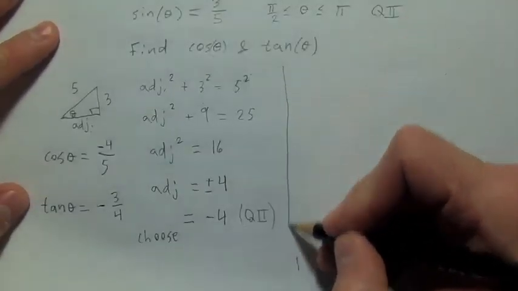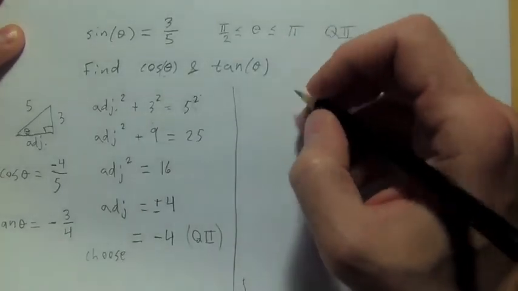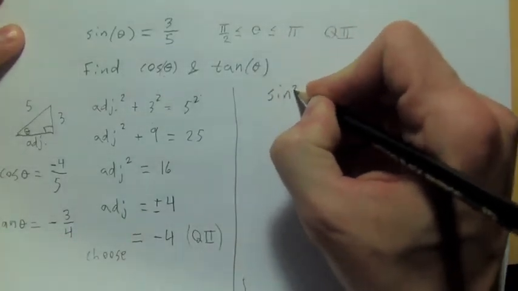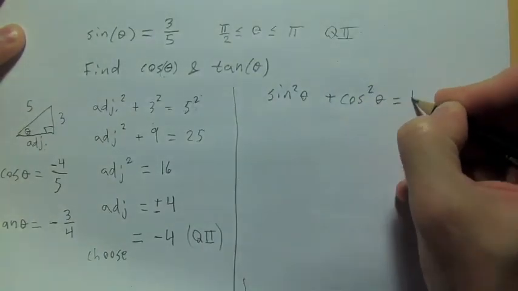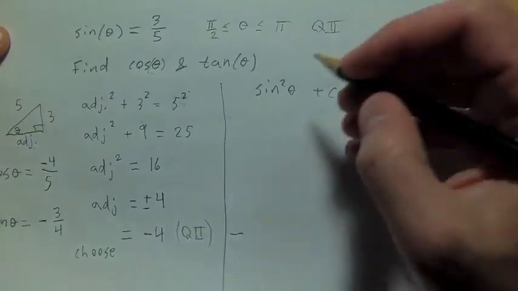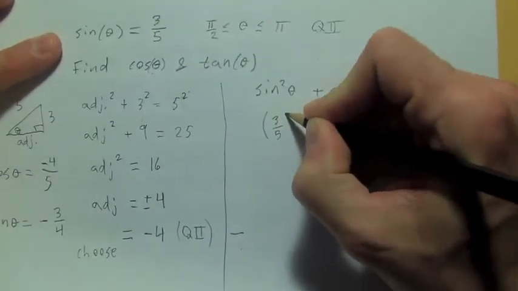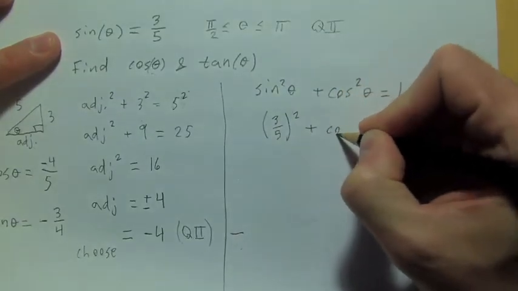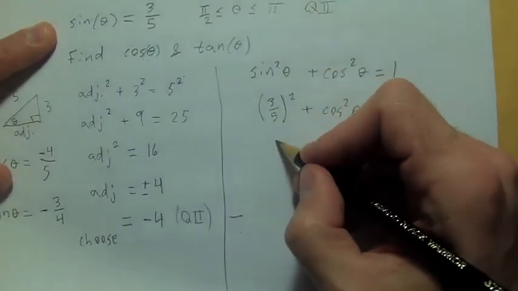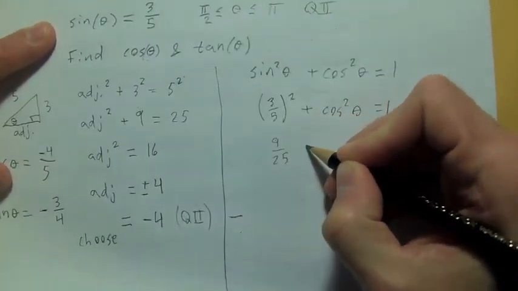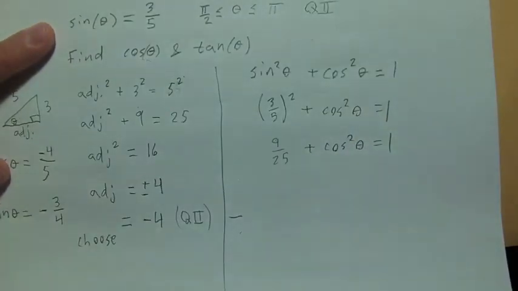If I were to do it the other way, I promise. Right? So if you want to use the Pythagorean identity, we have that sine squared theta plus cosine squared theta is equal to 1. Now if I plug in sine, which I know is 3/5, I get 3/5 squared plus cosine squared theta is equal to 1. So really I have 9/25 plus cosine squared theta is equal to 1.